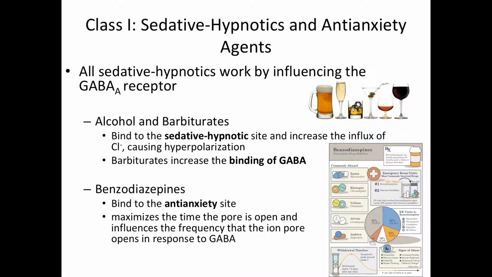Okay, so here's a little recap of what I just mentioned. So all sedative hypnotics work by influencing the GABA receptor. Alcohol and barbiturates bind to the sedative hypnotic site and increase the influx of chloride, causing hyperpolarization. Barbiturates increase the binding of GABA. Benzodiazepines bind to the anti-anxiety site, and they maximize the time the pore is open and influence the frequency that the ion pore opens in response to GABA. So they kind of help GABA bind to the receptor.